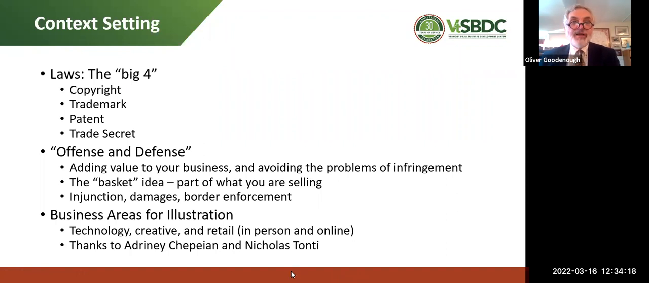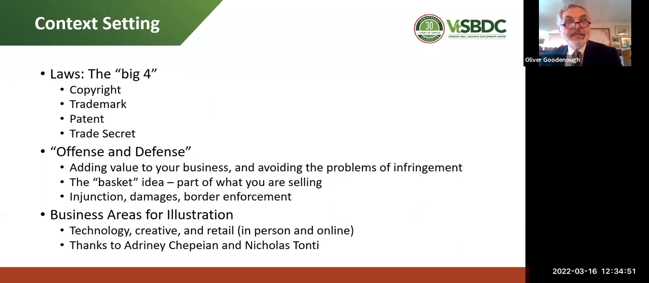A second framing context is the notion of offense and defense, because one of the things intellectual property can do is allow you to play offense, as it were, adding value to your business as it goes forward. And the defense is what I call avoiding the problems of infringement with others. So it can protect yourself, but you also need to be aware of the protections that others will be engaging in, and make sure you don't trip and fall over those.